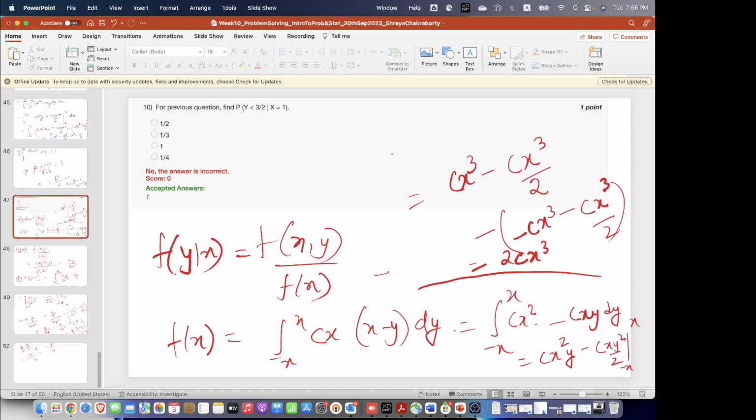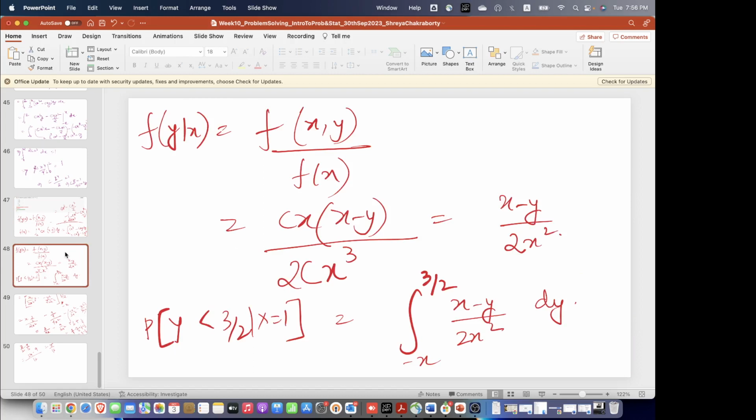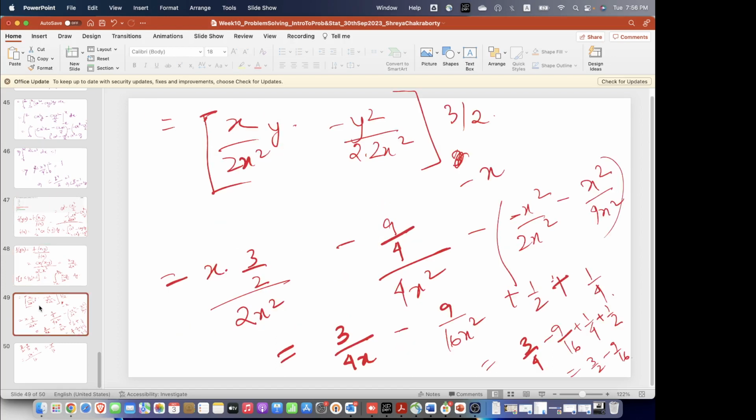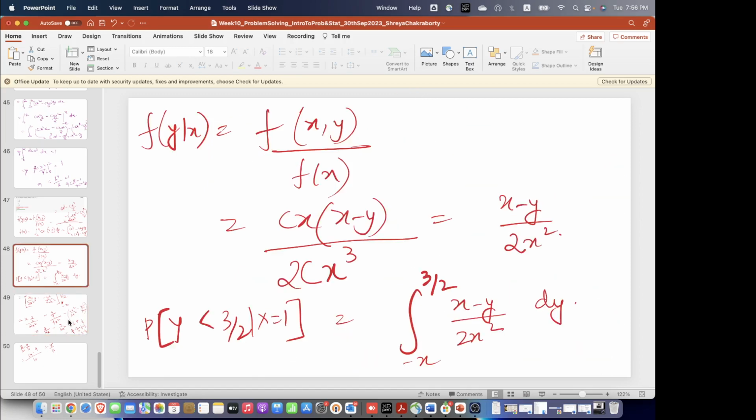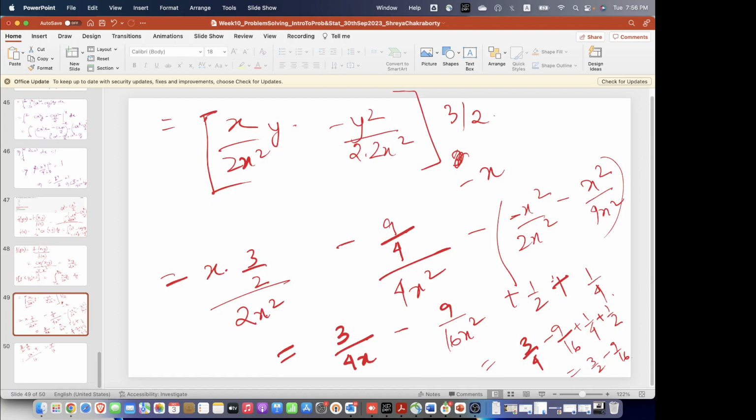So the process is the same. First we have to calculate the conditional distribution y given x. I think there's some problem in calculation. There's x minus y by 2x square. It is xy by 2x square. So it's x by 2x square. So y by 2x.